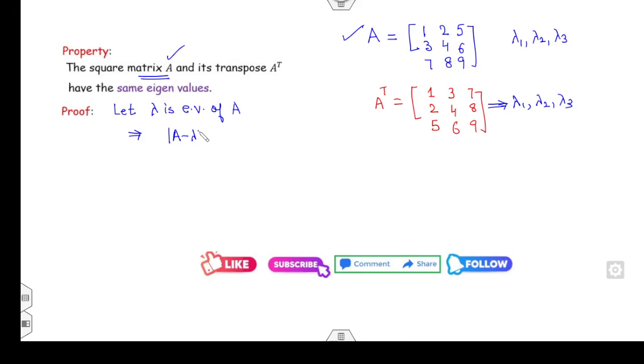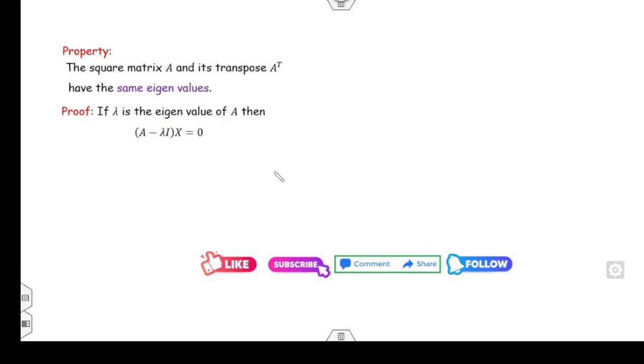That means the determinant of A minus lambda I is 0, or you can say (A minus lambda I) x is 0. Clear? Now since my target is to start from the determinant, let's start with the determinant. If I write this determinant, how can you write that? It's A transpose minus lambda I transpose. What is I transpose? I transpose is always I. Fine. Because my target is to start from the transpose, I can start with the transpose.